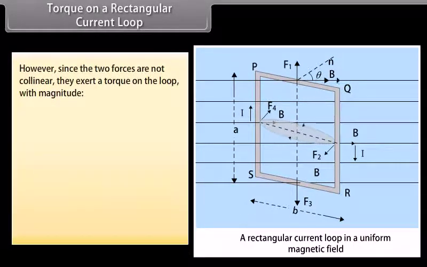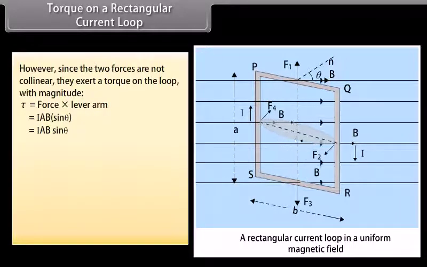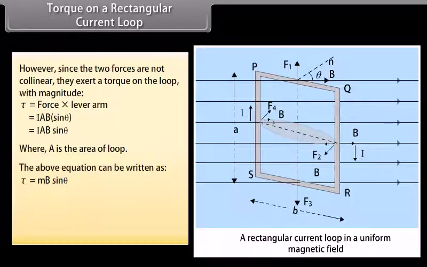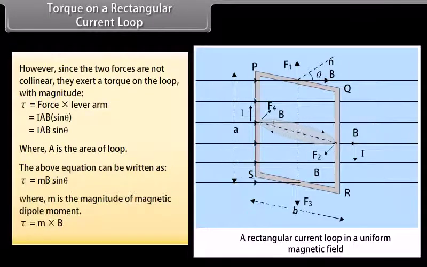However, since the two forces are not collinear, they exert a torque on the loop, with magnitude equal to the product of force and lever arm, which is equal to I A B sin theta, where A is the area of the loop. The above equation can be written as tau is equal to m B sin theta, where m is the magnitude of magnetic dipole moment. Tau is equal to the cross product of m and B.